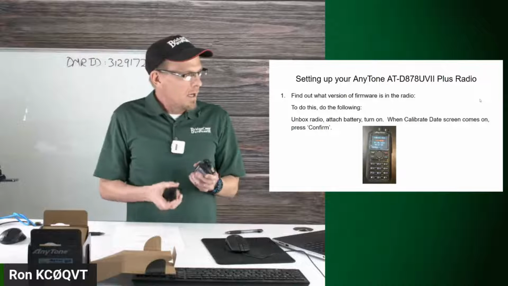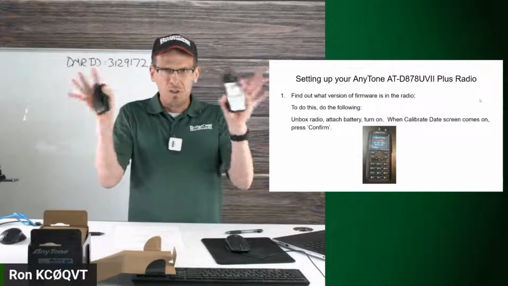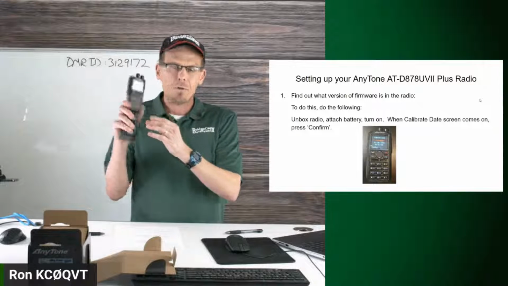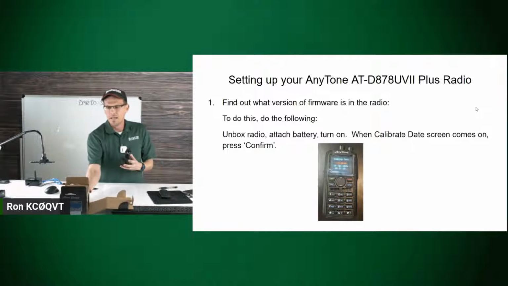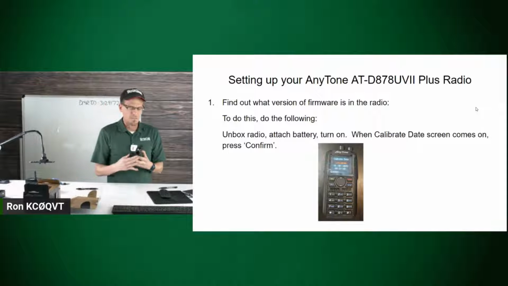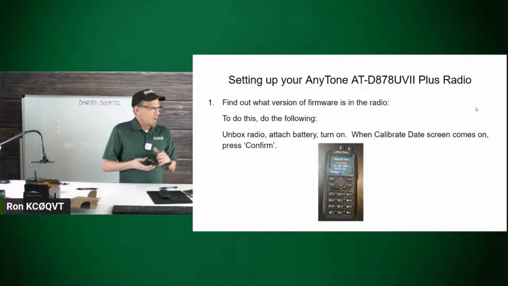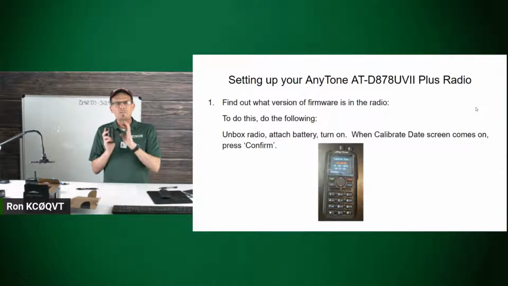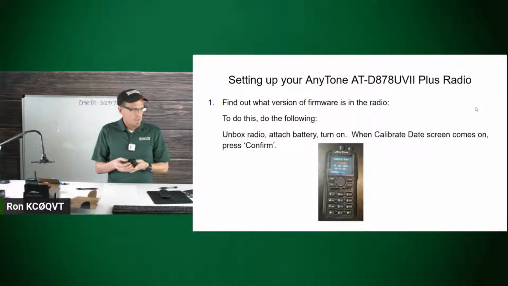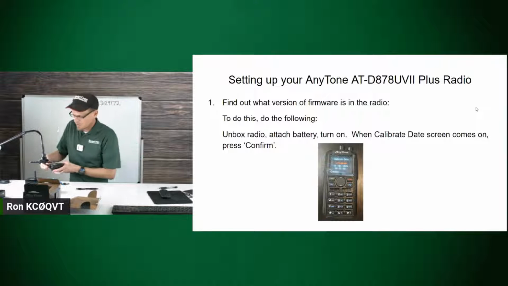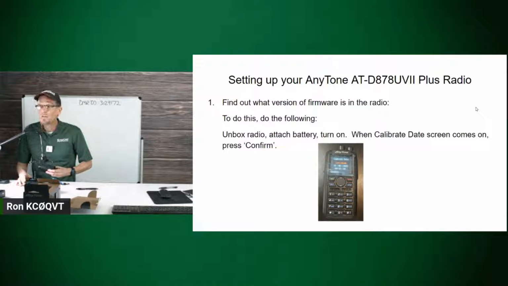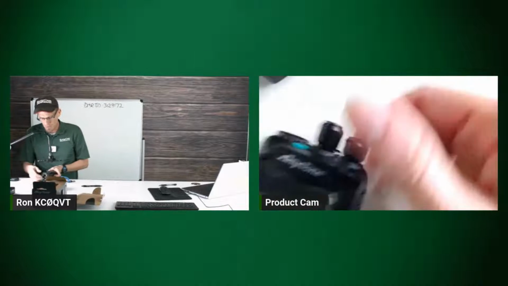Okay, so the first, I'm just going to get into this here. We've got our radio. Okay, just got it out of the box. I got an extra battery on the side. I didn't want to get into that box just in the interest of time, but I've got a battery here. And what we need to do, first of all, is find out what version of firmware is on this radio. To do that, you unbox the radio, of course, attach the battery, and turn it on. I'm going to turn it on and get over here to the product cam, and I'm going to move the hotspot out of the way, and we're going to turn this thing on.